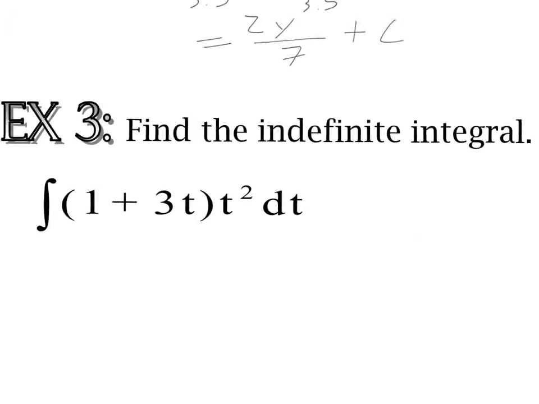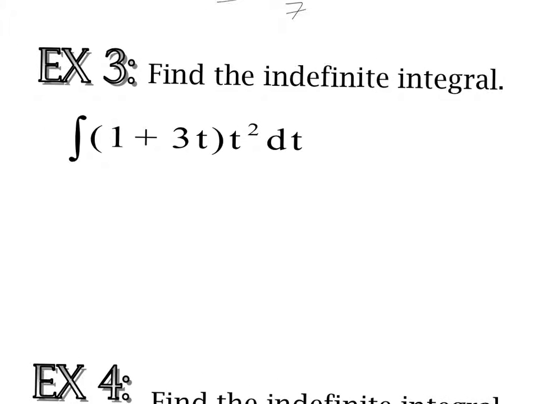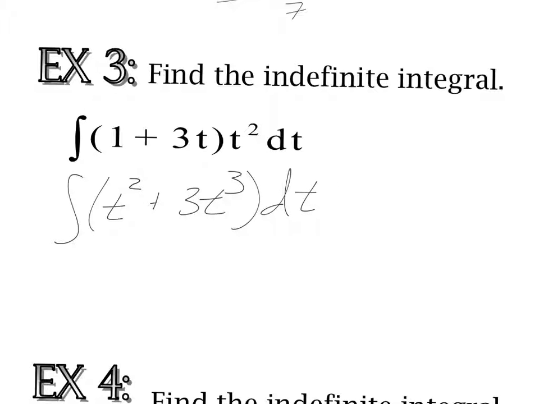All right, let's do another one. All right, so again, we have a multiplication here, but that's okay. Let's just go ahead and multiply these. Let's distribute that t squared. Well, we would end up with the integral of t squared plus 3t cubed dt.